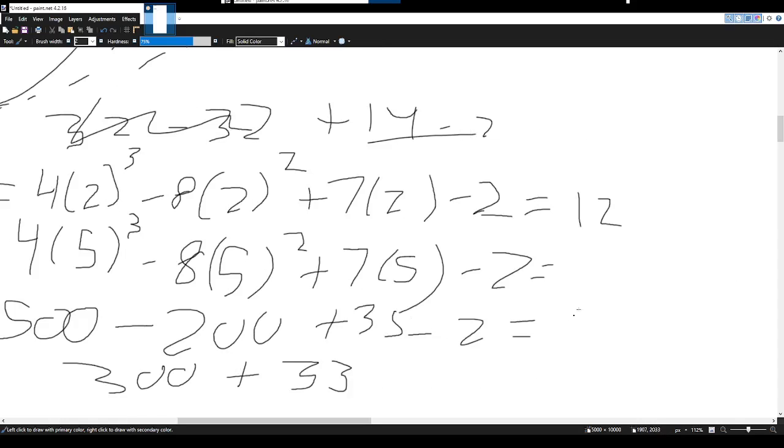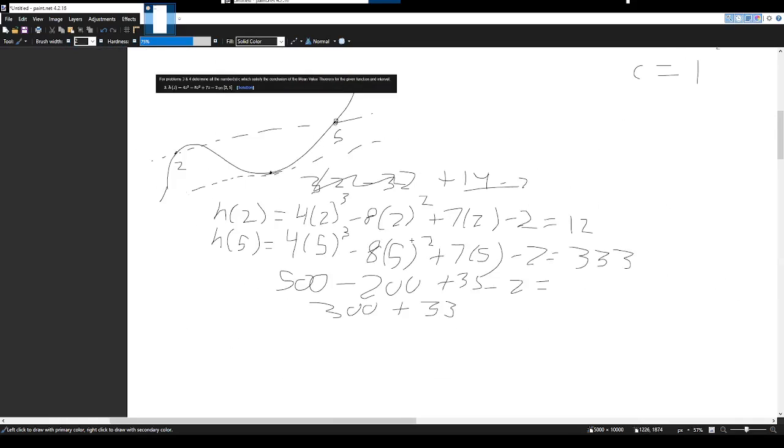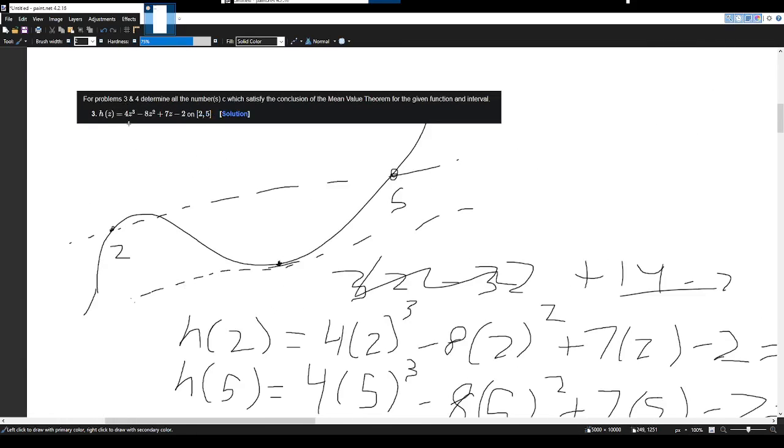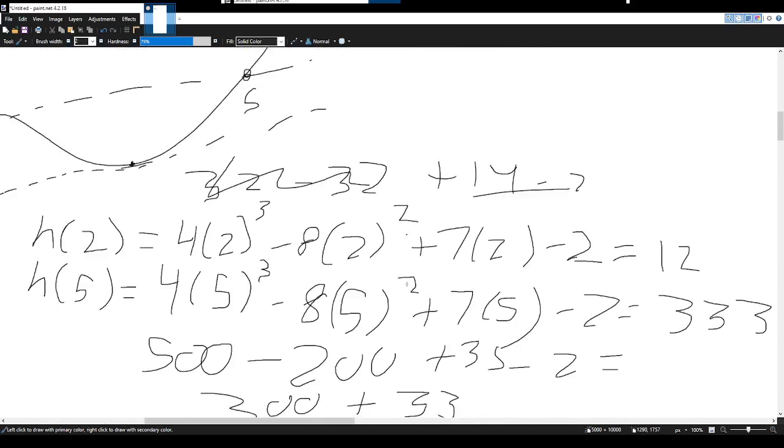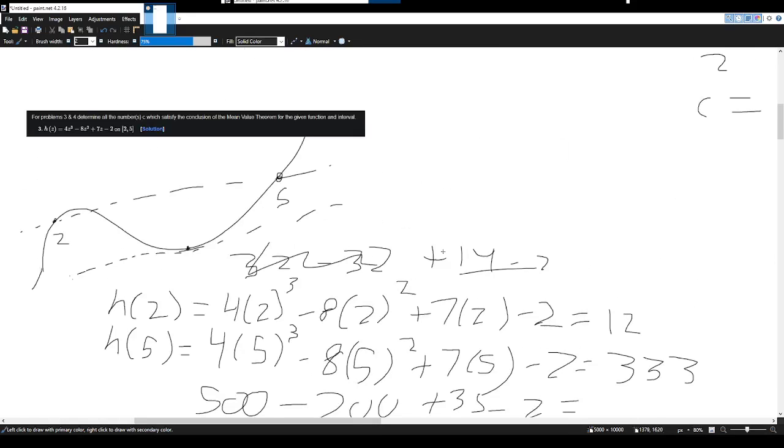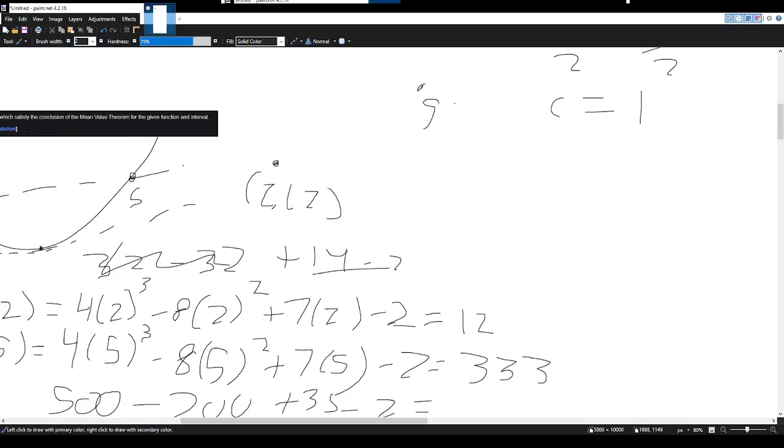33. Oh, wow. 333? Is that really right? That's crazy. I guess once you start getting to degree 3, the numbers grow pretty quickly, I suppose. But anyways, we have 2 comma 12, and then we have 5 comma 333. Now that sounds really stupid, so let me double check that that's what I'm dealing with here, because that sounds incorrect. Okay, well, that is right. All right, so we're dealing with something like this.